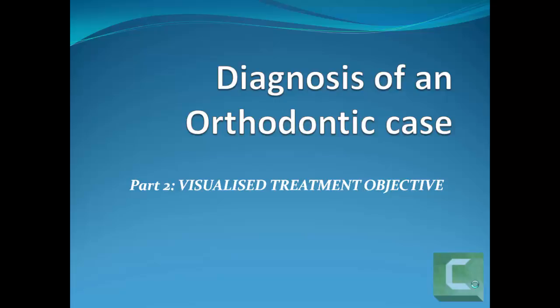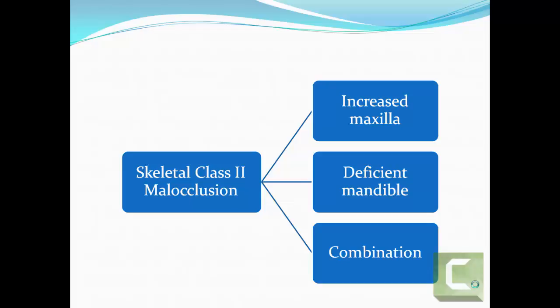visualized treatment objective. This clinical procedure helps us in finding out the cause of a skeletal class 2 malocclusion and where the fault lies, that is either in the maxilla or in the mandible. As we saw in the previous presentation, the skeletal class 2 malocclusion can be due to either of these reasons, that is an increased maxilla or a forwardly placed maxilla, or due to a deficient or a backwardly placed mandible, or a combination of both.